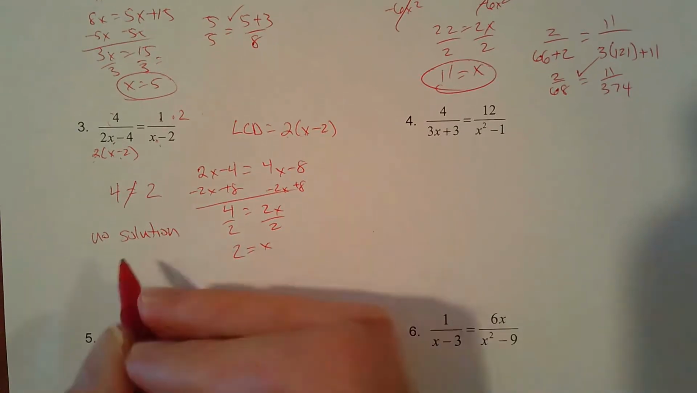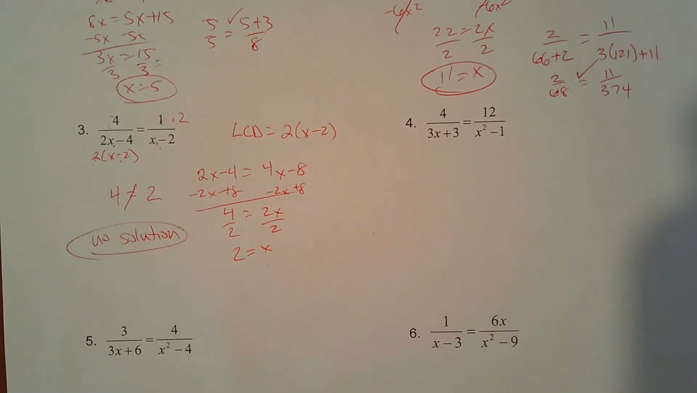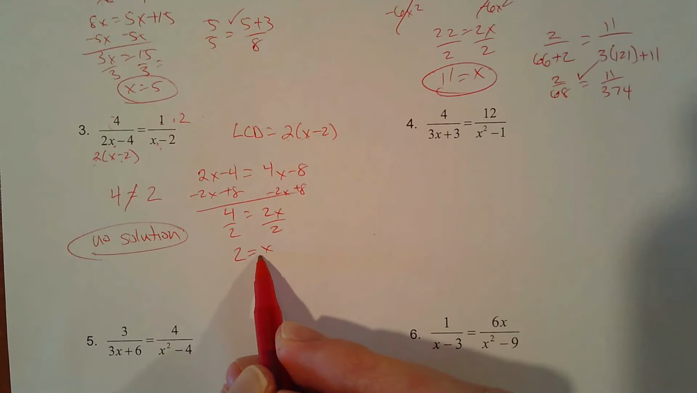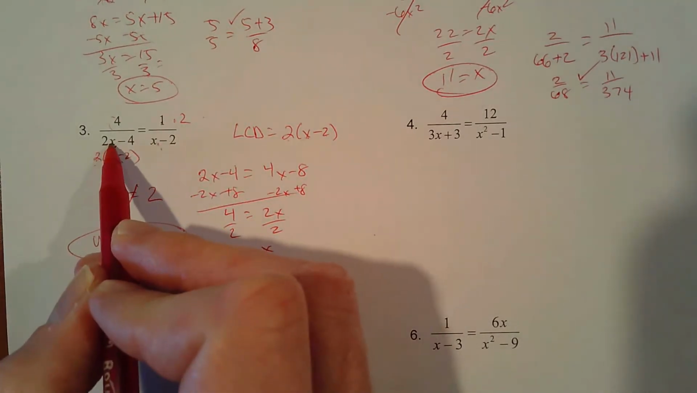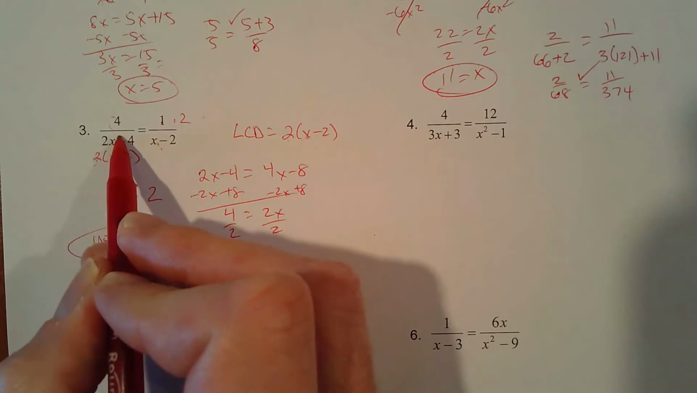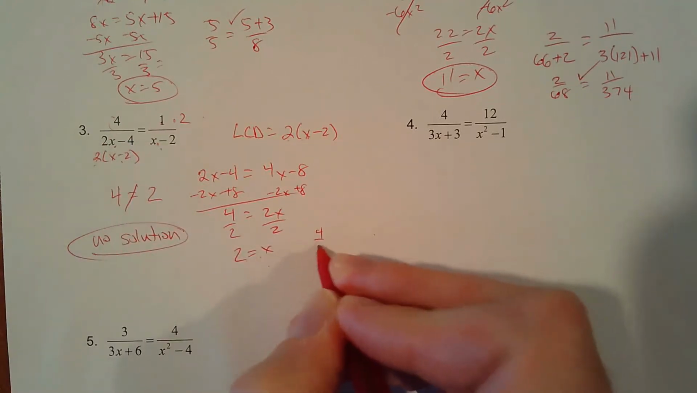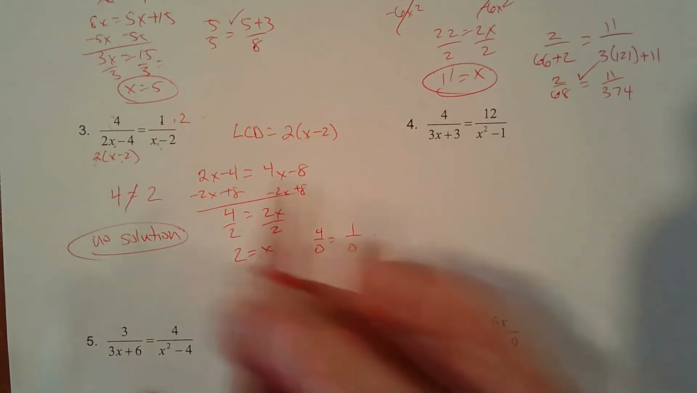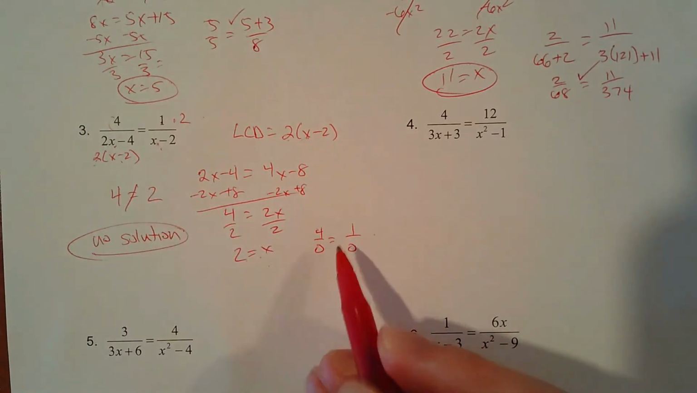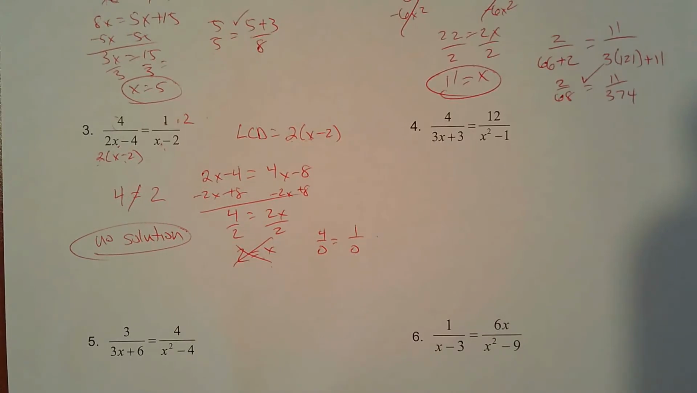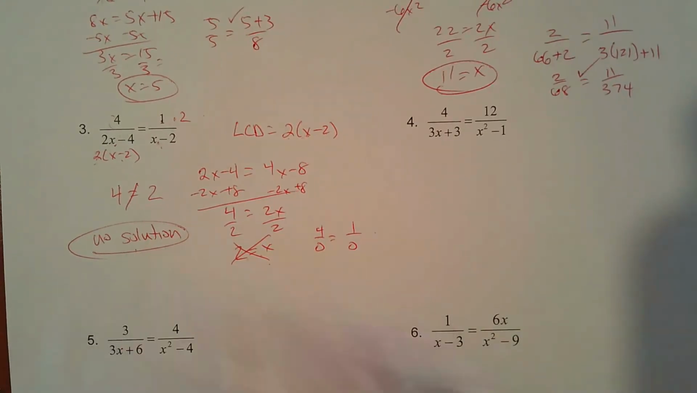Now, why did I get no solution over here and I get x equals 2 here? Well, if you go back and you plug 2 in, watch what happens. These denominators, if I plug in a 2, 2 times 2 is 4, 4 minus 4 is 0. So that means the original equation would be 4 over 0 equals 1 over 0. If I plug a 2 in here, that's 0. In this, I can't calculate, so that means 2 is not a solution. So that's one of those extraneous solutions that we have to throw out. So no solution is the right answer.